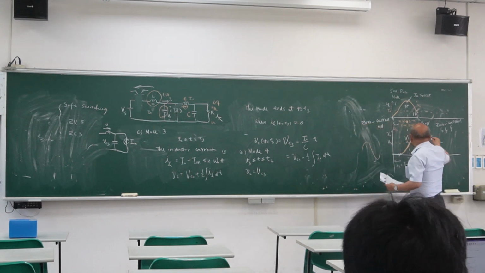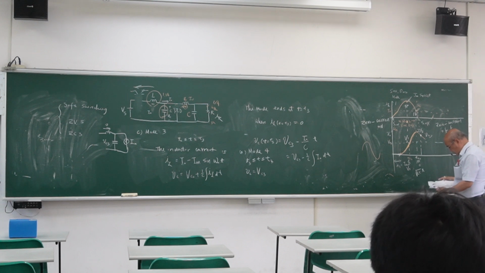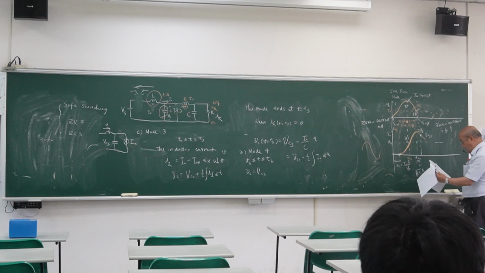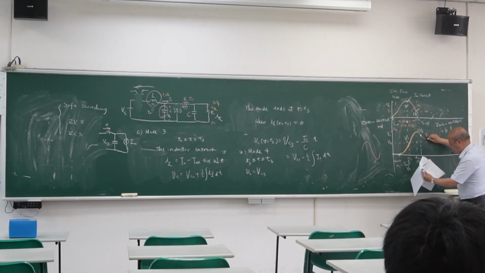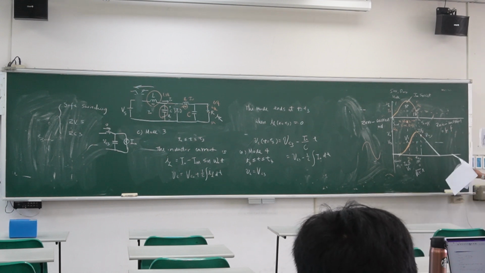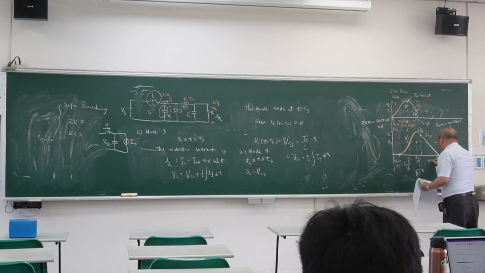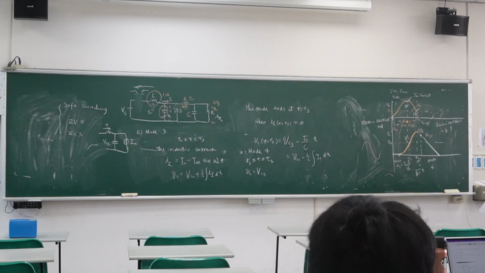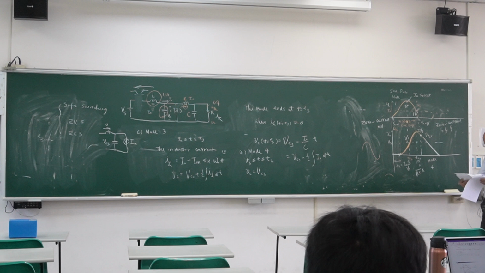So if you draw this one, how can you draw it? It is I0 divided by C multiplied by T. So it is linear, so we can say it is like this. Okay, so this is mode 4. Our VC decreases, our IL is 0. So this is mode 4.